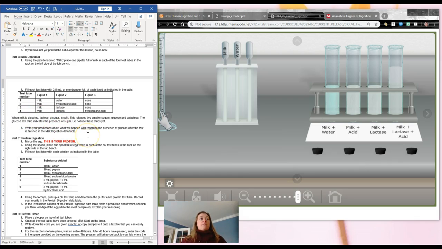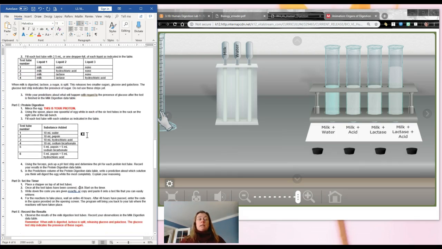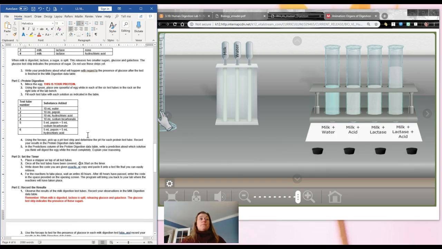Okay, then it says that's done. We're done with part B. That's it. All right, so that's all we do for now. We'll look at the results later. Part C is protein digestion. So you're going to test your protein.